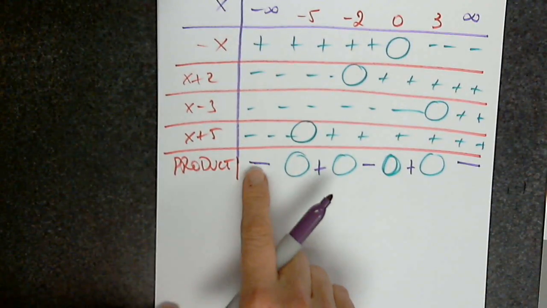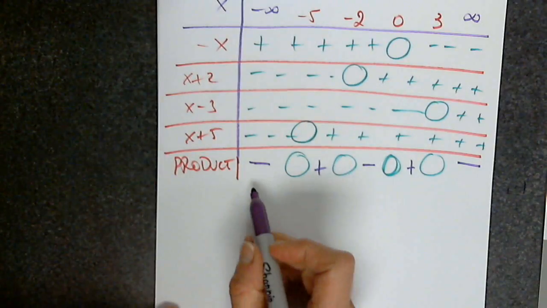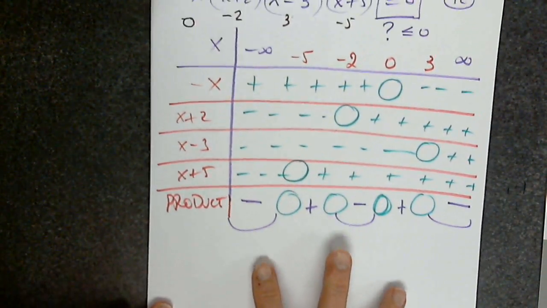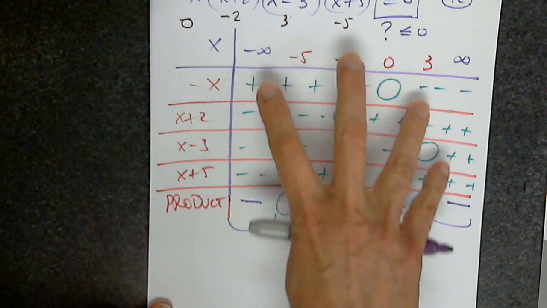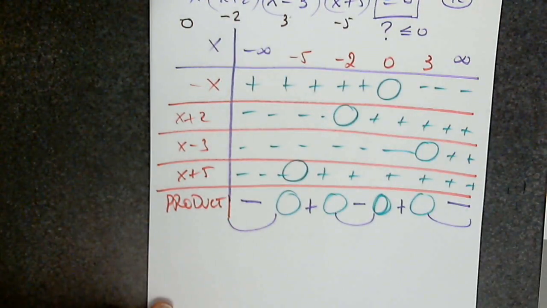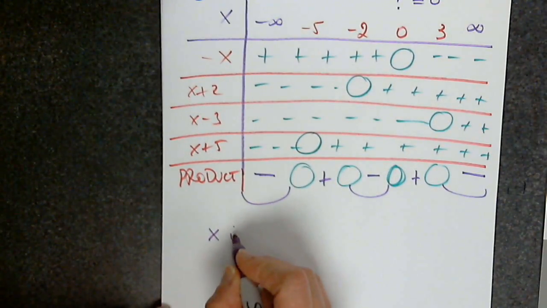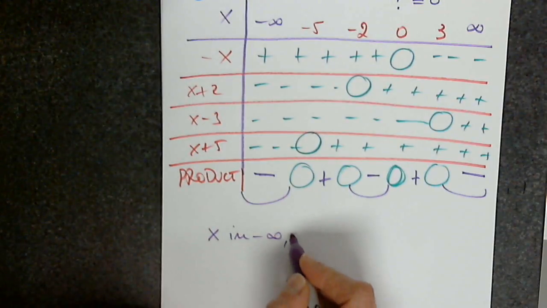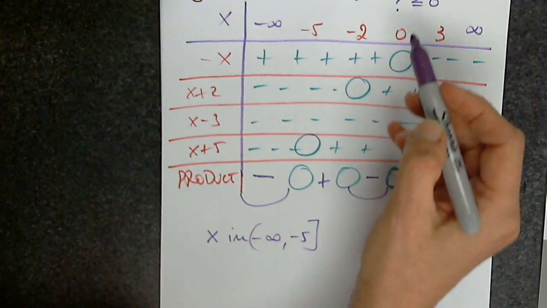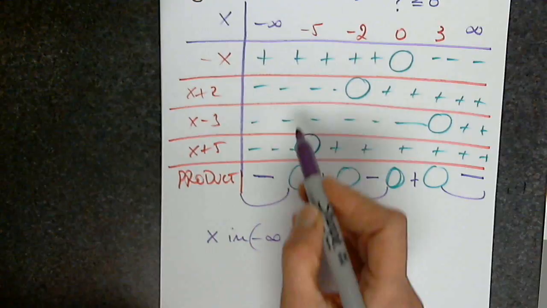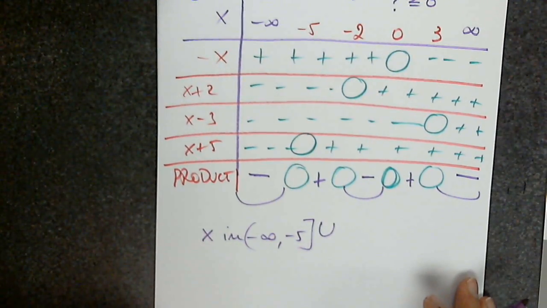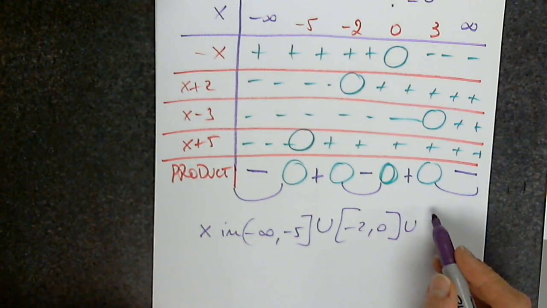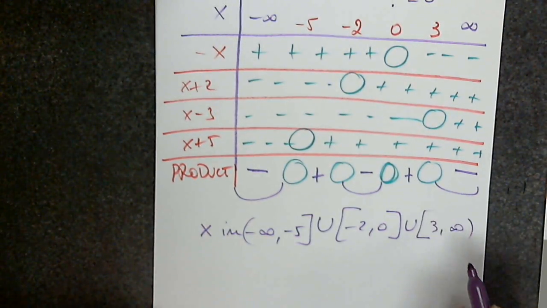Negative. Is the product ever negative? Oh, a lot. It's here, here, and here. But this is not the solution. The solution is for x. I'm looking for x that will make that happen. So then x in the interval, -5, with a bracket because there is an equal symbol, so I have to include -5. Union, union, that's it.